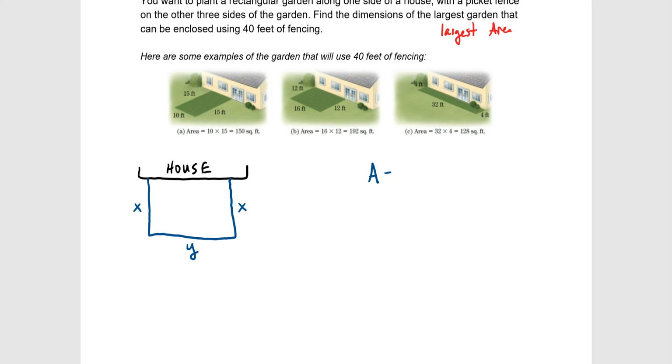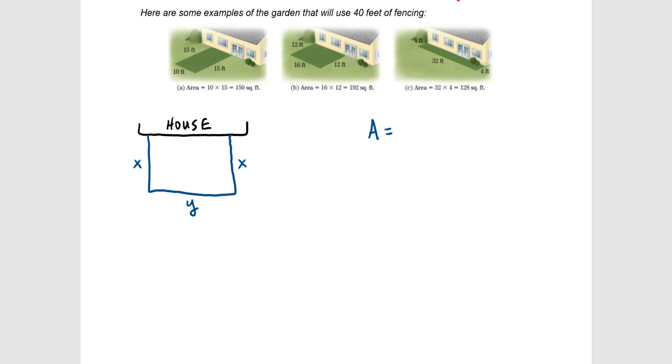So let's set up our equations. We're going to have A equals x times y, since the area of a rectangle is length times width. And then we're also going to have perimeter. The perimeter is not 2x plus 2y because the house is on one of the sides. The perimeter is going to be x plus x, which is 2x, plus y. So here are our two equations with two variables.